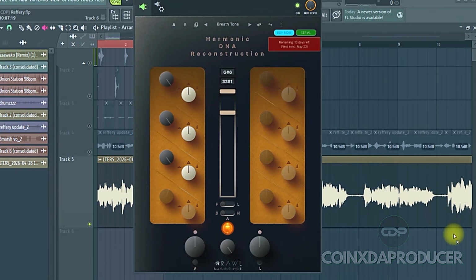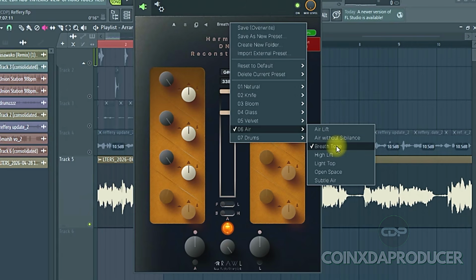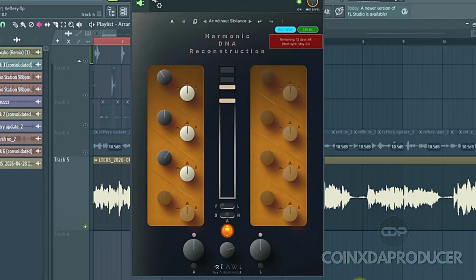Alright, let's try it on vocals using these air presets. I saw one here that says Air Without Sibilance. Let's see how it sounds.